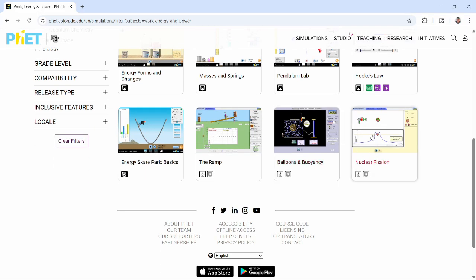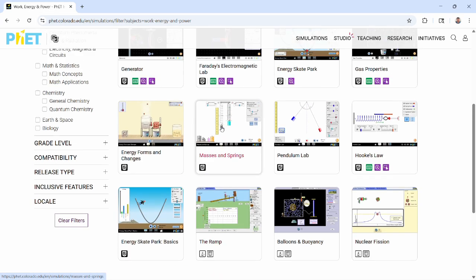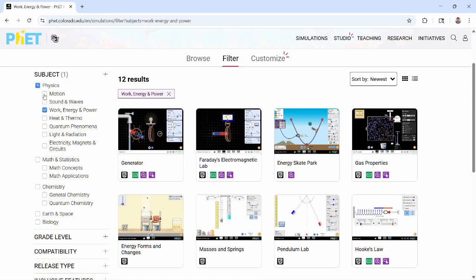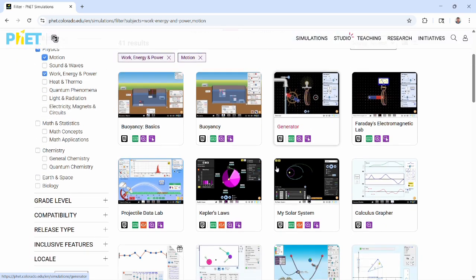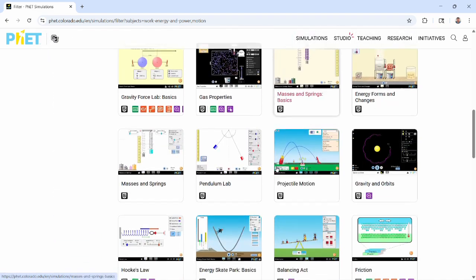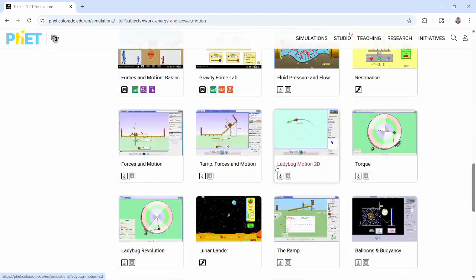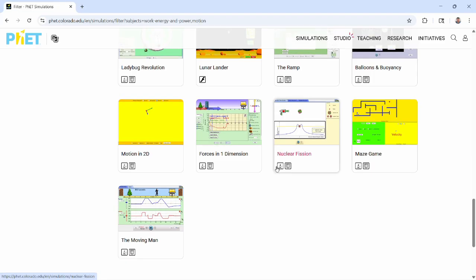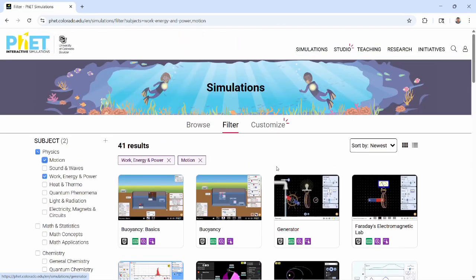Oh, I think you are going to see me use nuclear fission towards the end of the semester. It's a Java simulation, and they've modified it so that it'll run in a web browser. But I think because it's not HTML5, they are still not displaying it as the first thing. And I think I was looking at this earlier with the motion category also selected, but I don't think any of these additional simulations that relate to motion are ones I want to demonstrate today. So let me just unselect that.